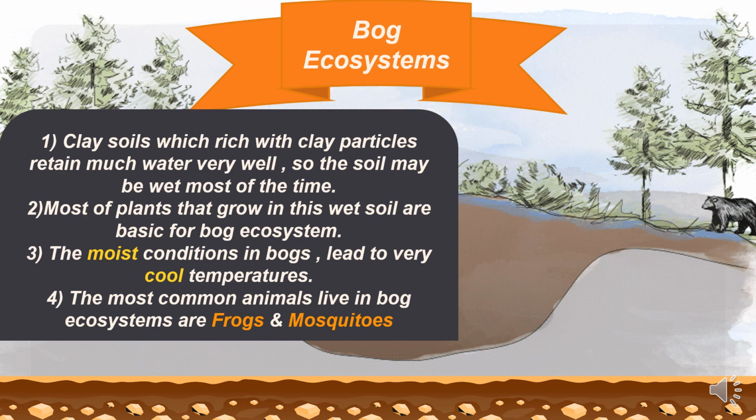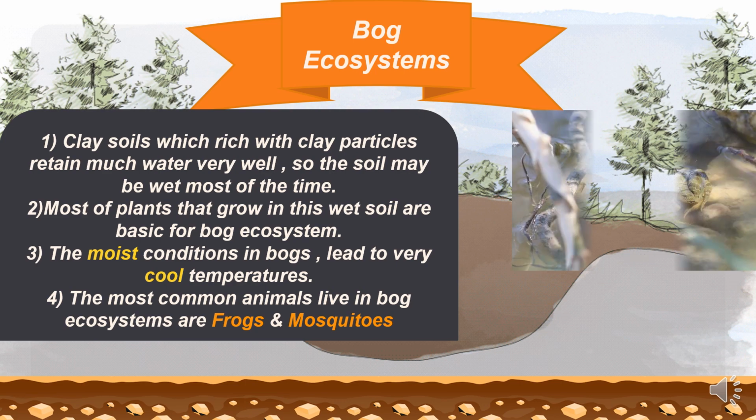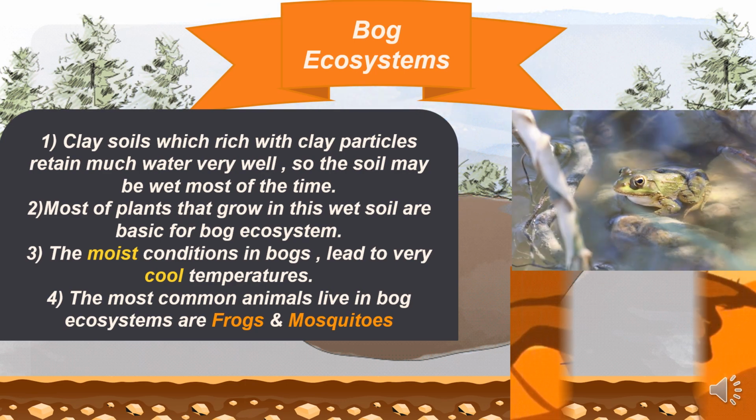So the bog ecosystem consists of clay soil, and also the moist conditions in bogs lead to very cool temperatures. So the temperature is gonna be cool all over the year, and this helps most animals to live in bog ecosystems, such as some frogs and some mosquitoes, as you see in front of you.